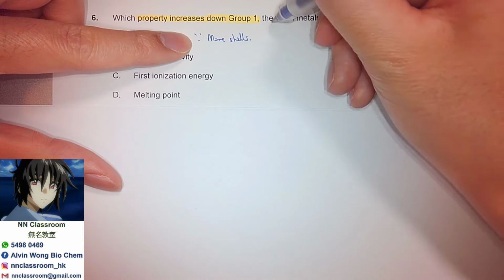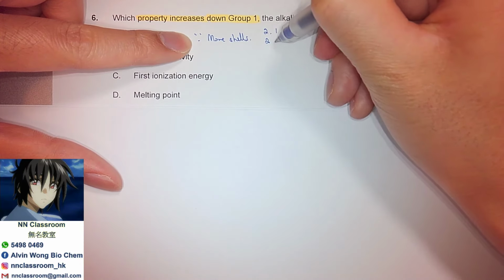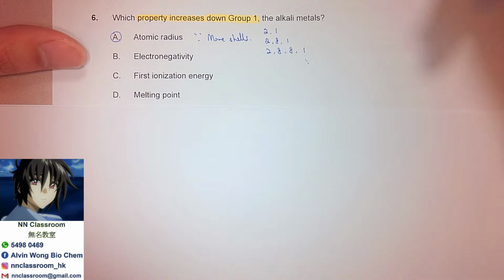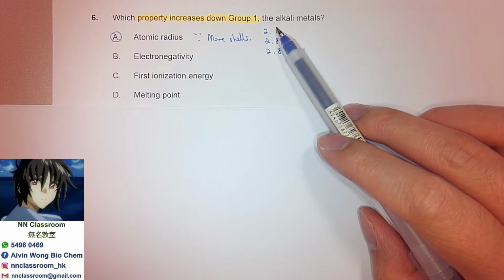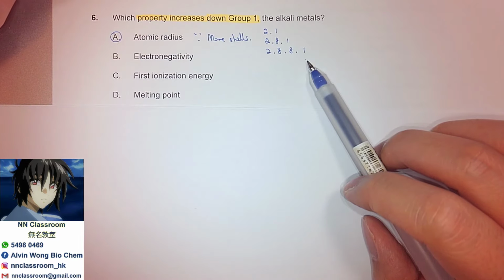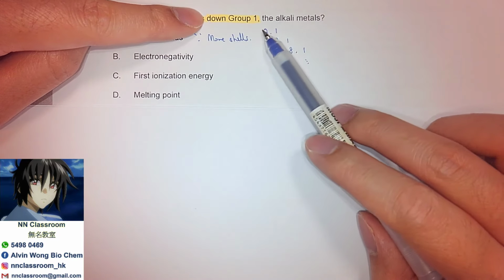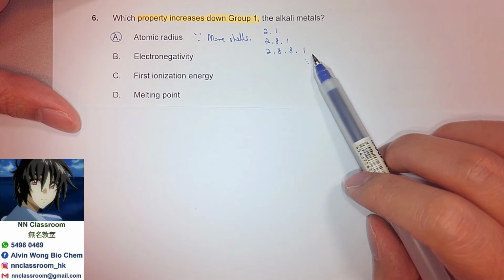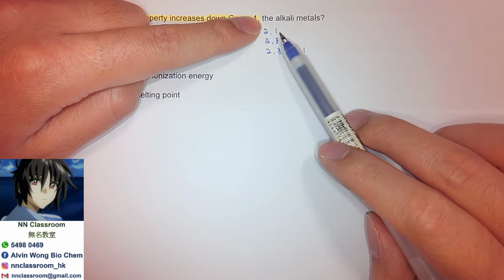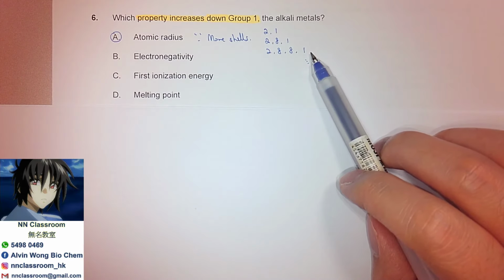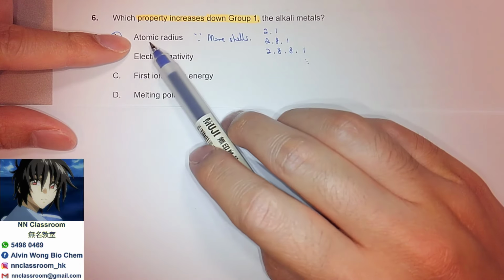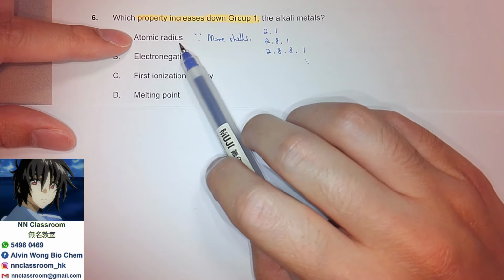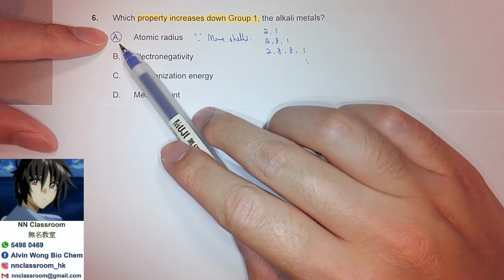So imagine the first one is going to be 2,1, like lithium. The next one will be like 2,8,1 and then 2,8,8,1 and so on and so forth, right? So obviously the number of occupied electron shells will be increasing when you move down the group. So this is what we understand about the meaning of period and group. Although they all have one outermost shell electron, they have an increasing size as they occupy more electron shells. So the distance between the nucleus and the outermost shell electron, the so-called atomic radius, is going to increase. So simply, the answer is A.